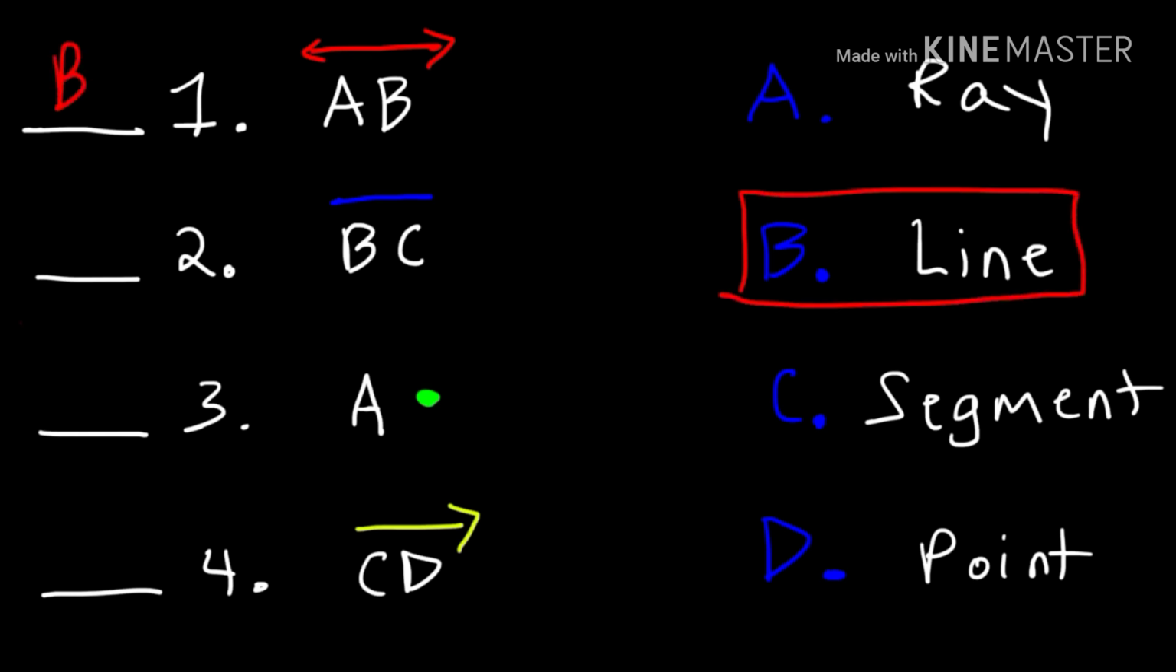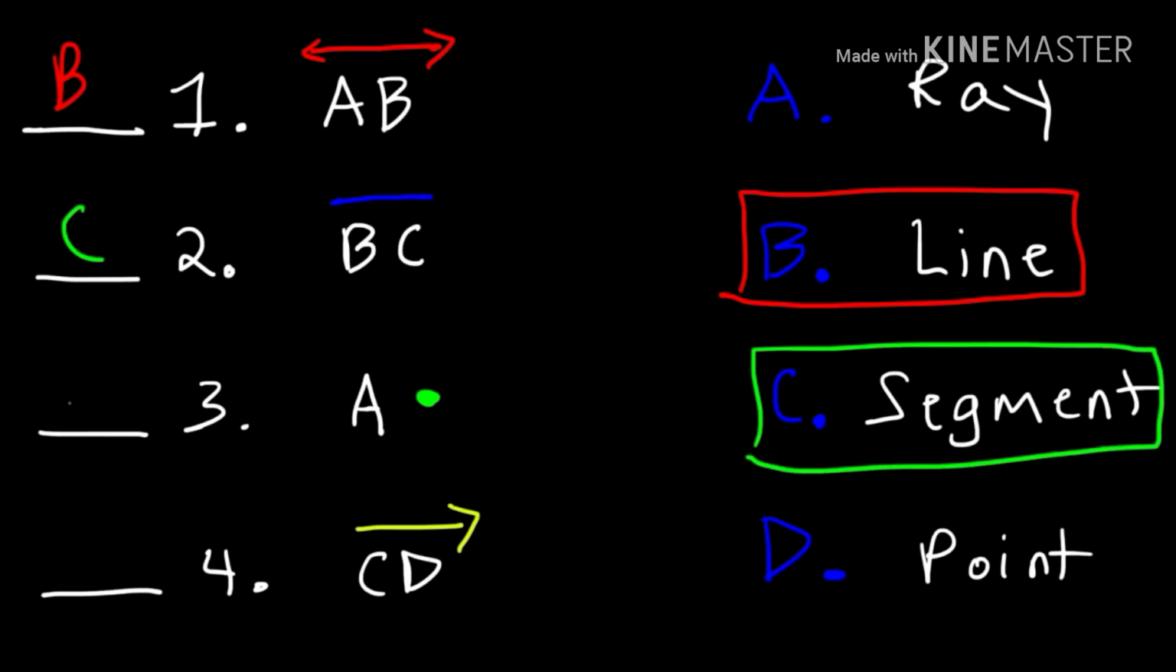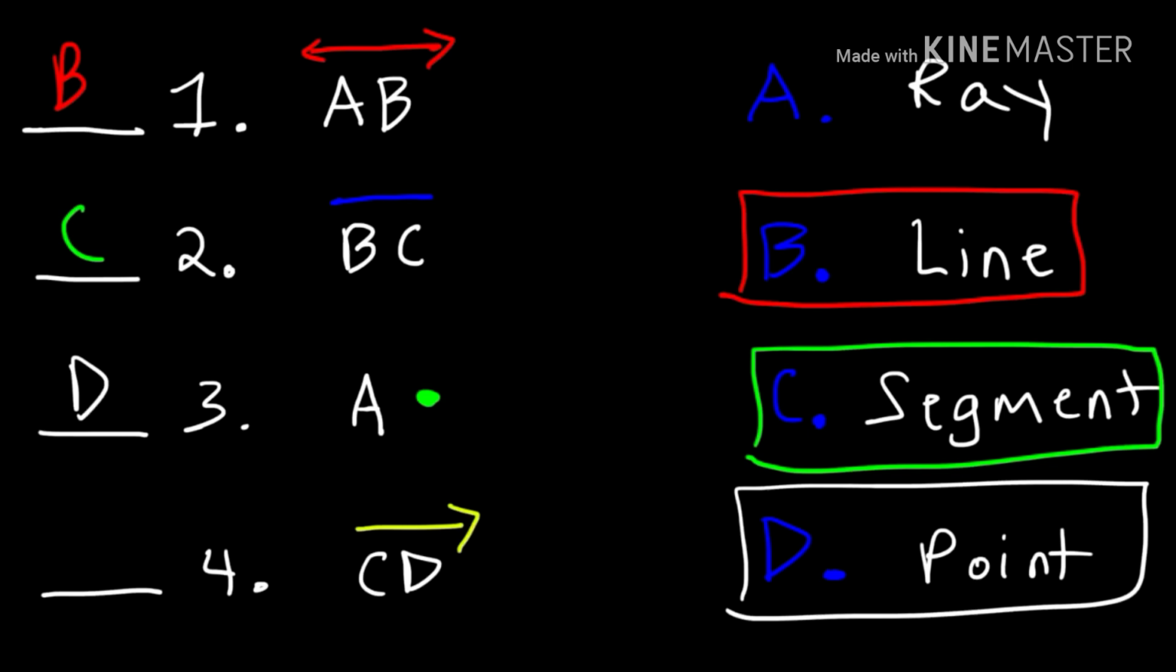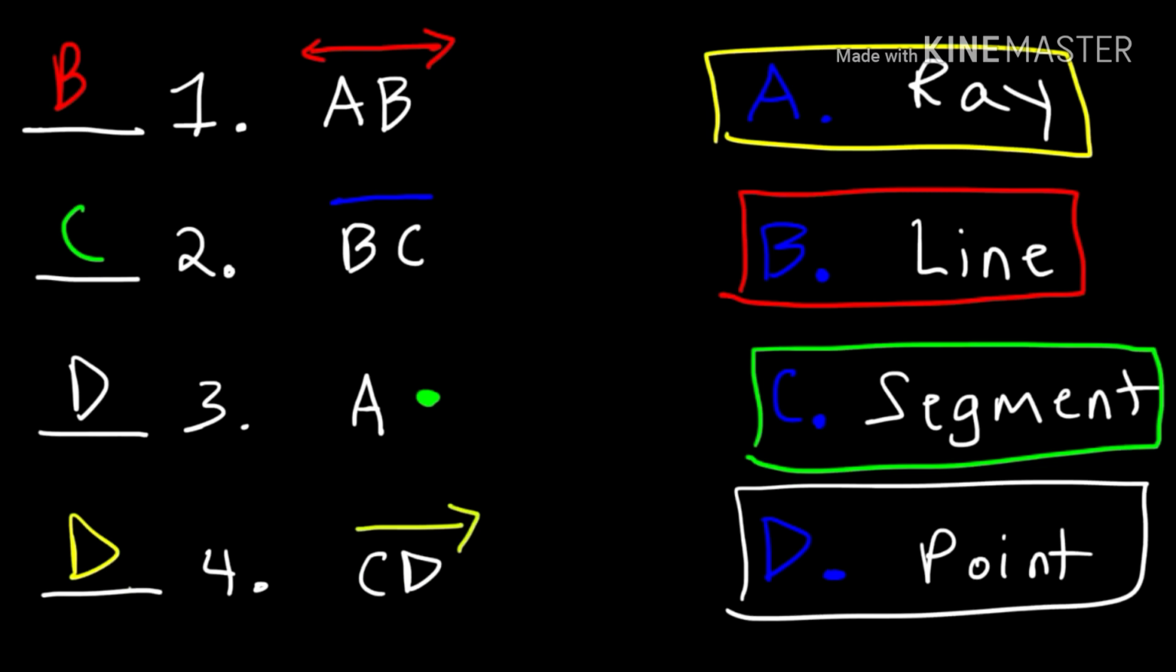Number 2, notice that there are no arrows on BC. So that has to be a segment. And so number 2 corresponds to answer choice C. Now number 3 is not a line or anything. All we see is a dot. So therefore number 3 represents answer choice D, which is a point. And number 4, by default, has to be a ray. A ray only contains one arrow as opposed to two. And so now you know how to distinguish a point from a line, from a ray, and from a segment.